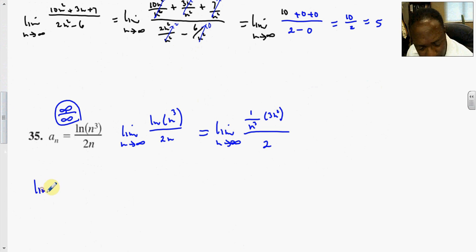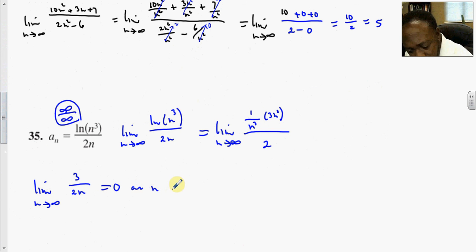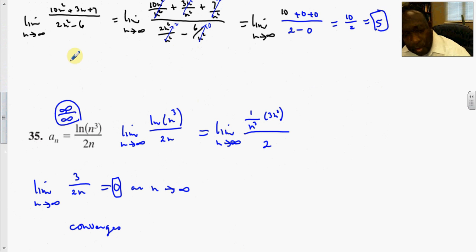So here we have the limit as n goes to infinity. 3n squared divided by n cubed is just 3 over n, and divided by 2. So this is 3 over 2n, and this is equal to 0, right, as n goes to infinity. So it converges. This was also convergent.